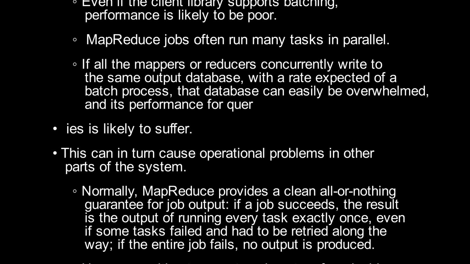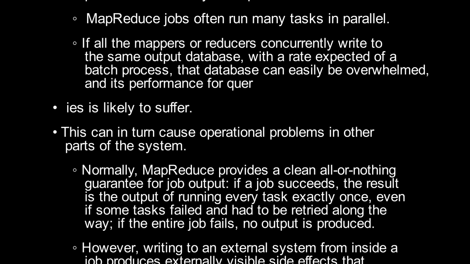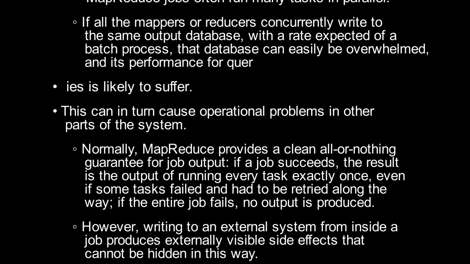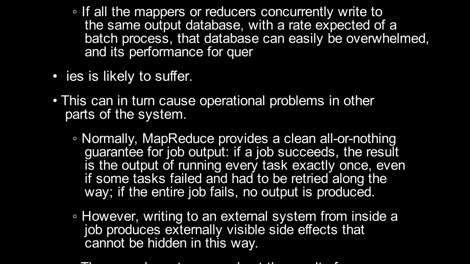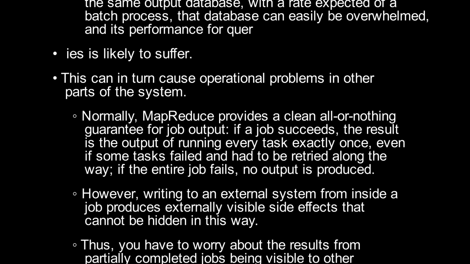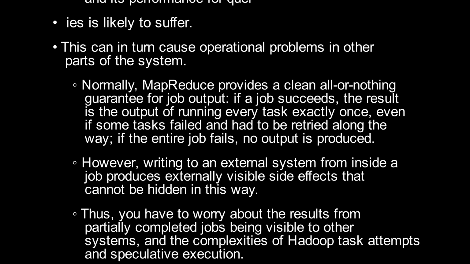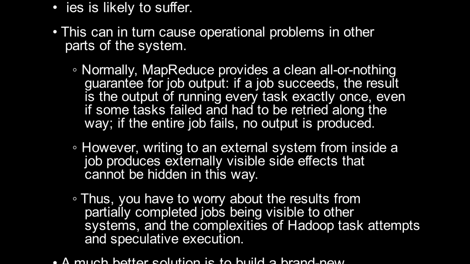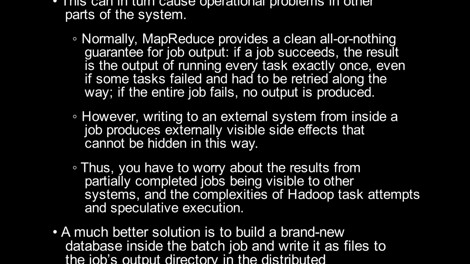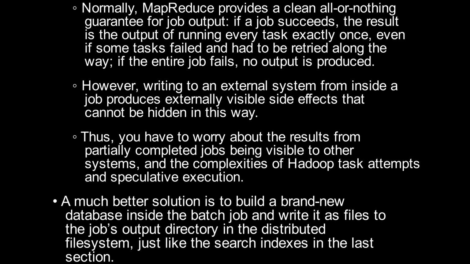Normally, MapReduce provides a clean all-or-nothing guarantee for job output. If a job succeeds, the result is the output of running every task exactly once, even if some tasks failed and had to be retried along the way. If the entire job fails, no output is produced. However, writing to an external system from inside a job produces externally visible side effects that cannot be hidden in this way. Thus, you have to worry about the results from partially completed jobs being visible to other systems, and the complexities of Hadoop task attempts and speculative execution.